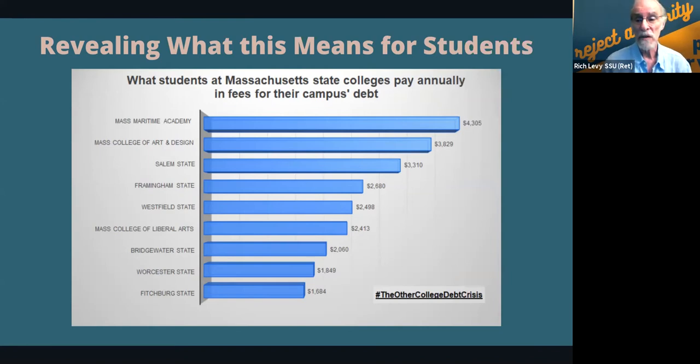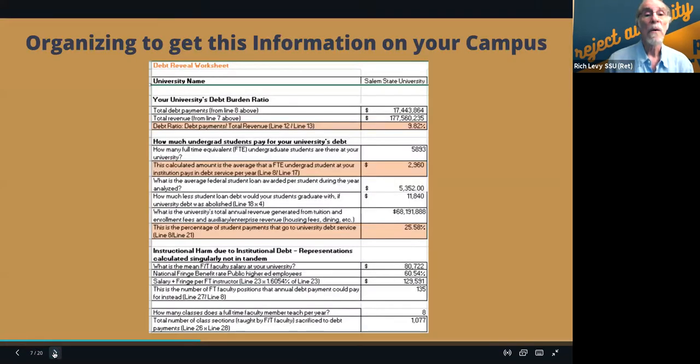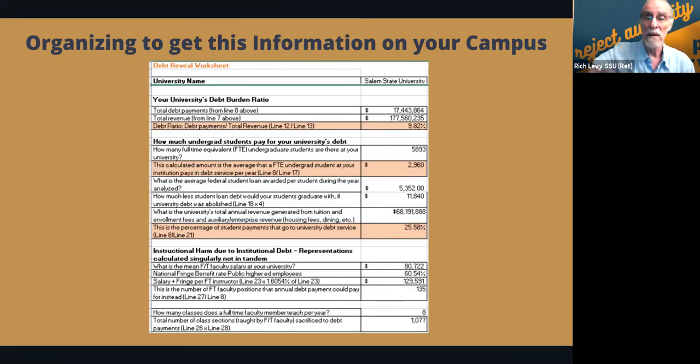We came up with the notion of instructional harm. And if you go down to the next slide, we can see that as well. These are the worksheets that we used. These could be done, and we have links to all the sources and explanations and how to do it. It literally takes very little time.